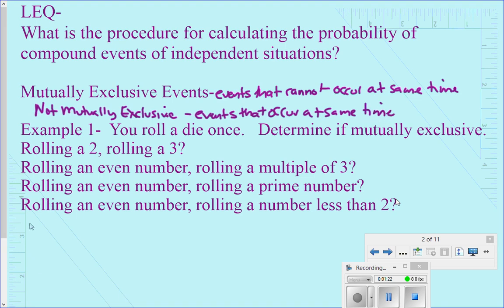So let's take a look at a few examples. If I'm rolling a die one time, I have to determine if the events are mutually exclusive or not. So rolling a 2, rolling a 3. Well, those two events cannot occur at the same time. Therefore, they are mutually exclusive. On the other hand, rolling an even number, rolling a multiple of 3, well, some even numbers are multiples of 3. So those events occur at the same time. Therefore, they are not mutually exclusive.